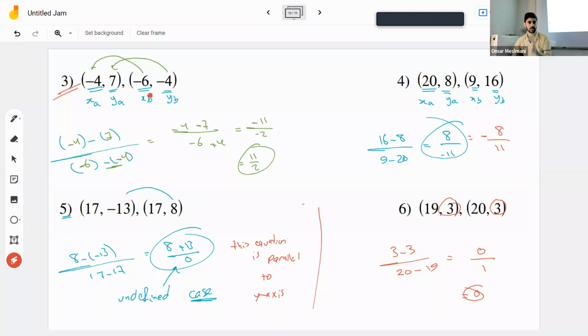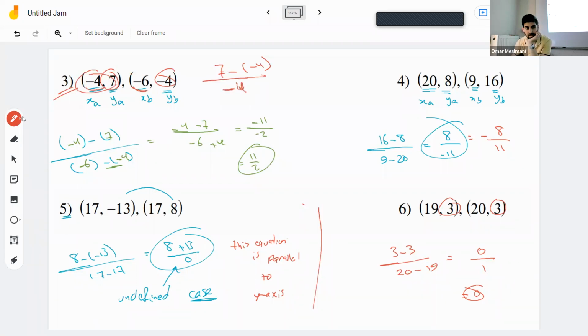Right. Here, we will use the formula, which is y minus y. So I can say it's going to be minus 4 from 7. So minus 4 minus 7 over minus 6 minus negative 4. So I'm saying the y minus the y, and the x minus the x. Or you can do the opposite, which is I can say 7 minus 4, all over minus 4.